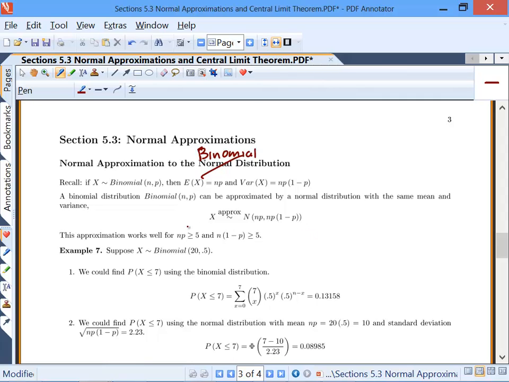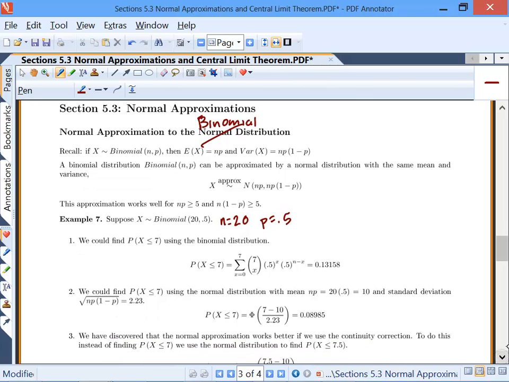And this approximation works well as long as you check that n times p is at least 5, and n times 1 minus p is at least 5. Okay. So for example, suppose that x has a binomial distribution with n equals 20 and p equals 0.5. So we could find the probability that x is less than or equal to 7 by using the binomial distribution. Okay? So this would be the exact probability.